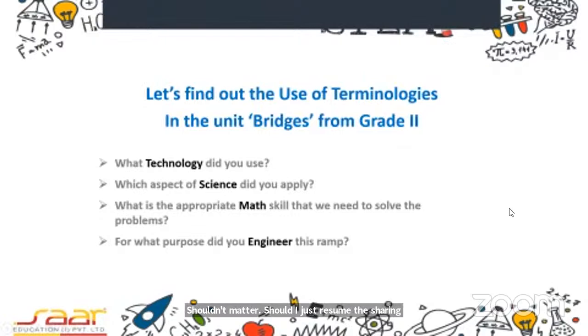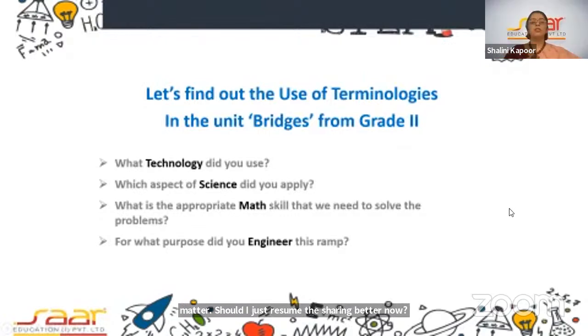Yes, it's better. So what is the technology that you have used? What aspect of science have you applied? What are the math skills that you have used to solve this problem of Mr. Yoshida? And what is the engineering that you have? What was the purpose of the engineering of this particular bridge? Teachers, if you could very quickly, in 30 seconds, write down the answers and put it in the chat.